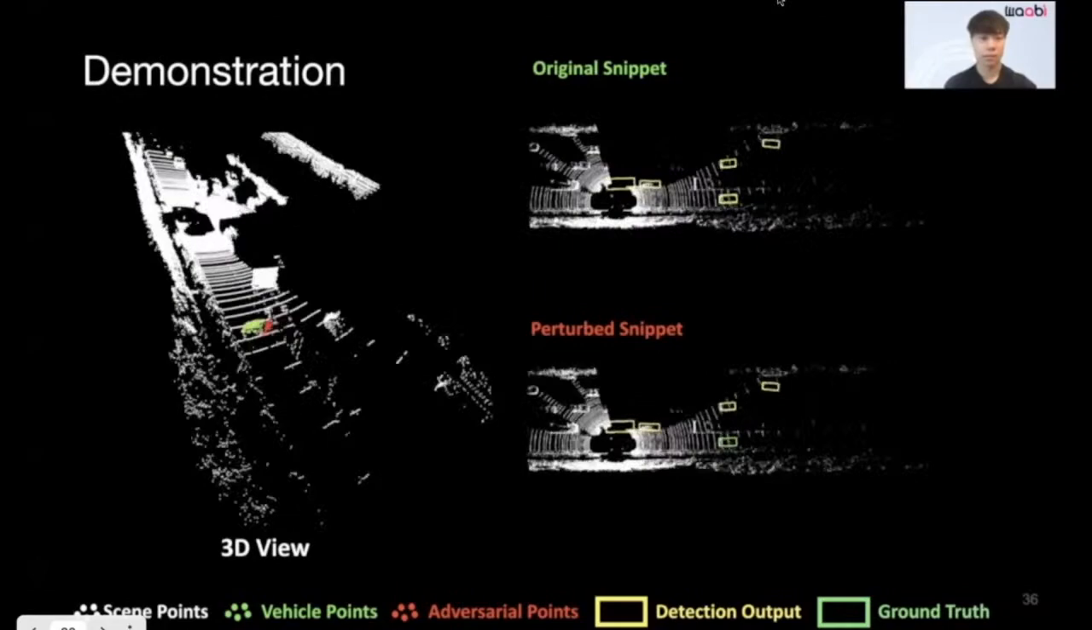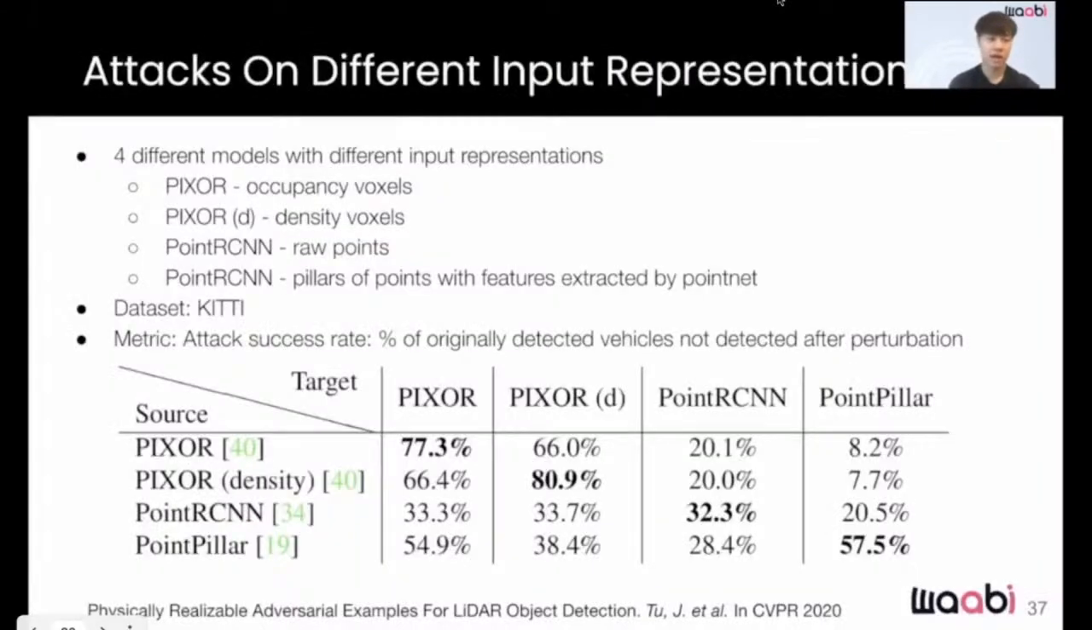We evaluate our attack against models with different input representations. We use PIXOR, which takes occupancy voxels, and a variation taking density voxels. PointRCNN, which processes raw point sets, and PointPillars, which divides points into pillars and extracts features in each pillar with a PointNet. We evaluate the attack on KITTI. Our metric is attack success rate, which is the percentage of originally detected vehicles that are not detected after perturbation.